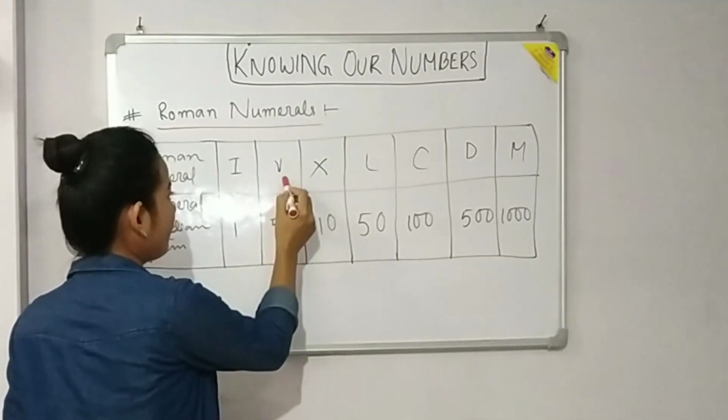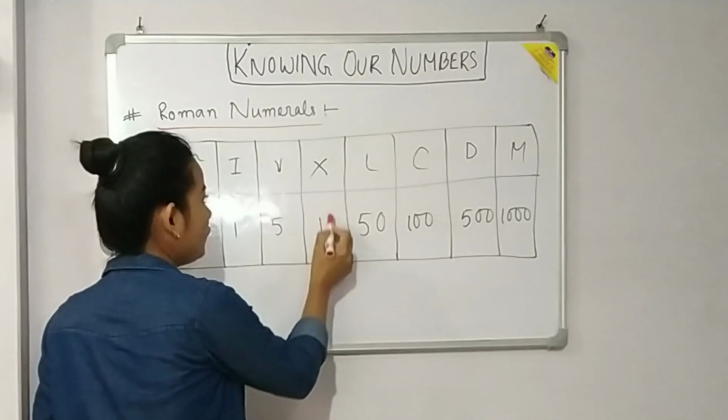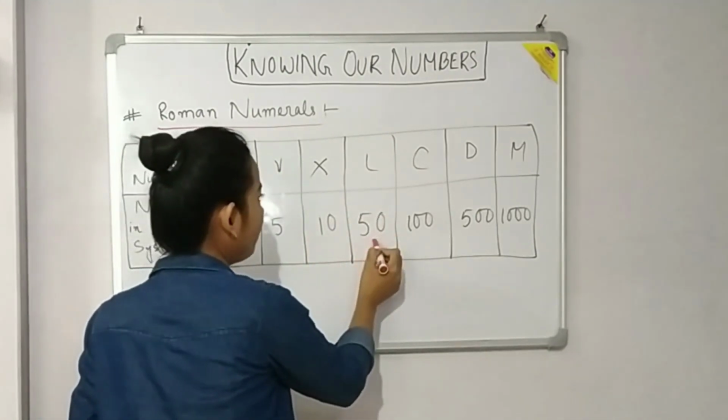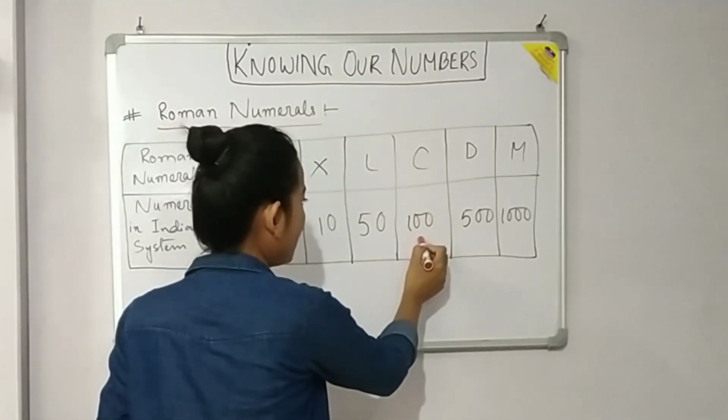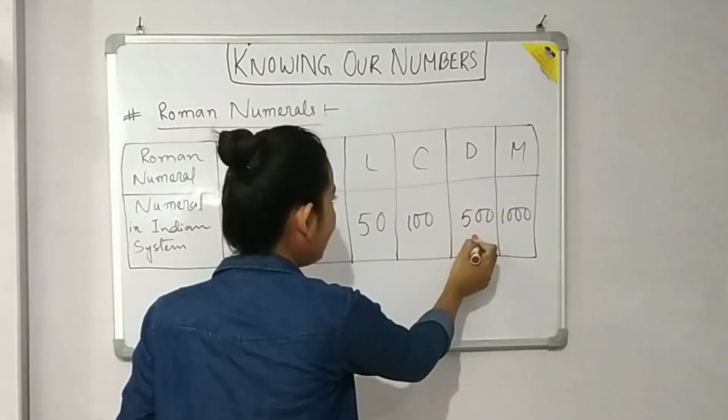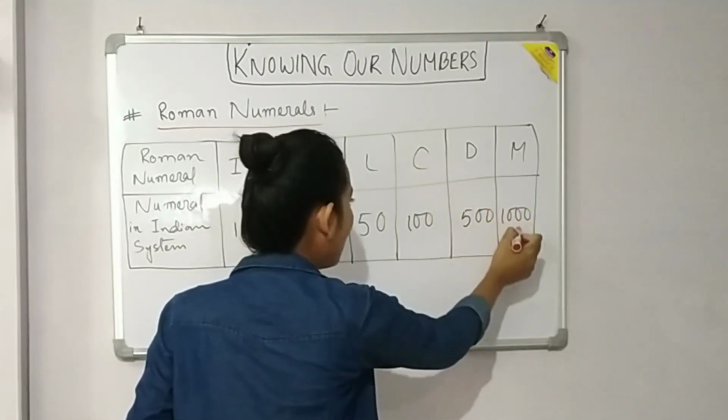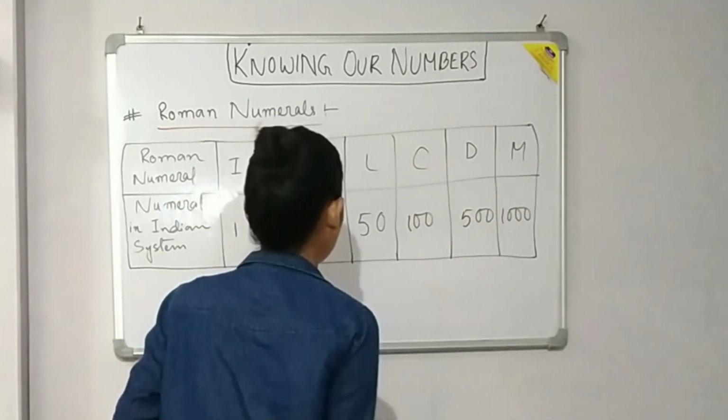So for 5 we have to use V, for 10 we have to use X, for 50 we have to use L, and for 100 we have to use C, and for 500 we have to use D, and for 1000 we have to use M.